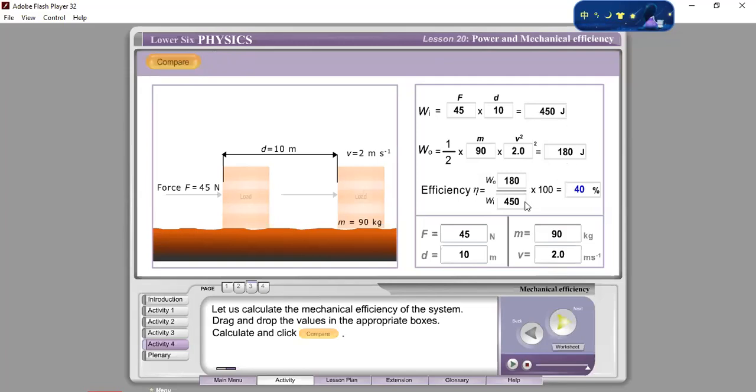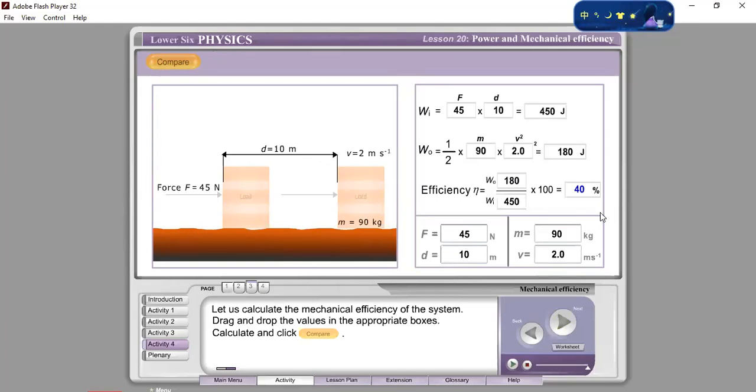Then we get the ratio of the work done. Output work done, this means output is what the object has done. So it's 180 over 450, times 100%. That means that the efficiency is equal to 40%.